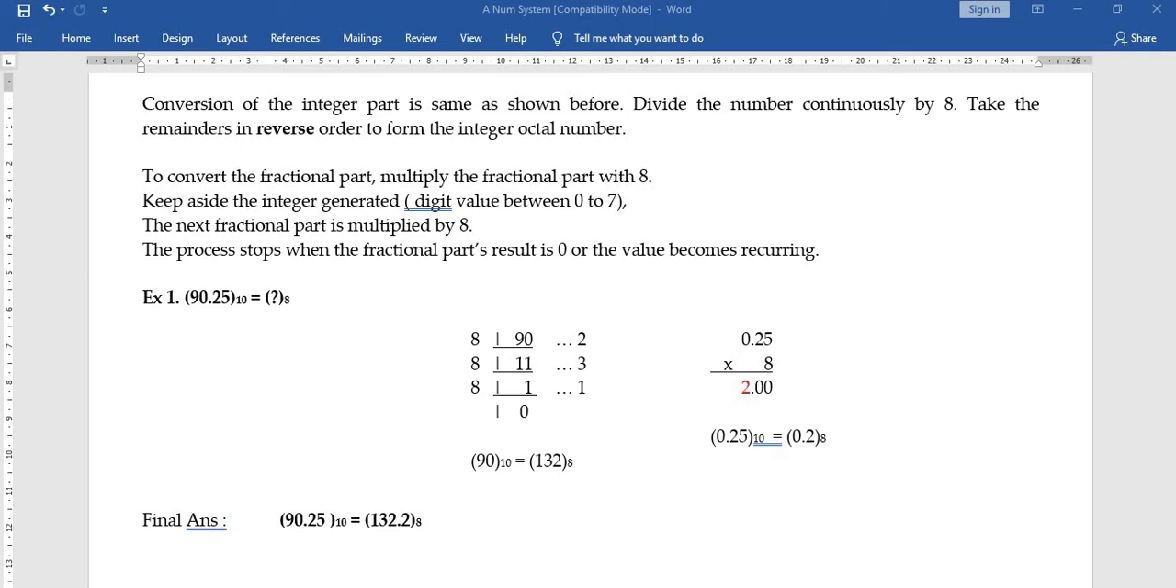Then come to the fractional part, which is 0.25. Multiply that by 8 and immediately you get the next fractional part to become fully 0. Therefore, 0.25 is going to get converted to 0.2 in octal. Now, I must say that the fractional parts' integers are to be taken from top to down, but the remainders were being taken from last to first, that means bottom up. Okay, more examples are coming up to show those cases. So 90.25 in decimal is equivalent to 132.2. Okay, coming up is the next example.